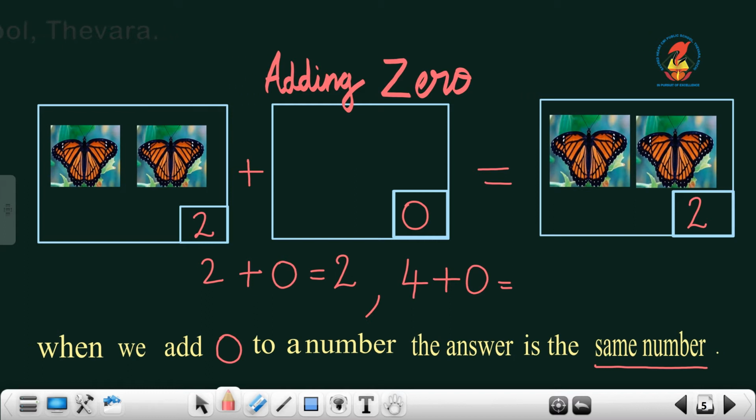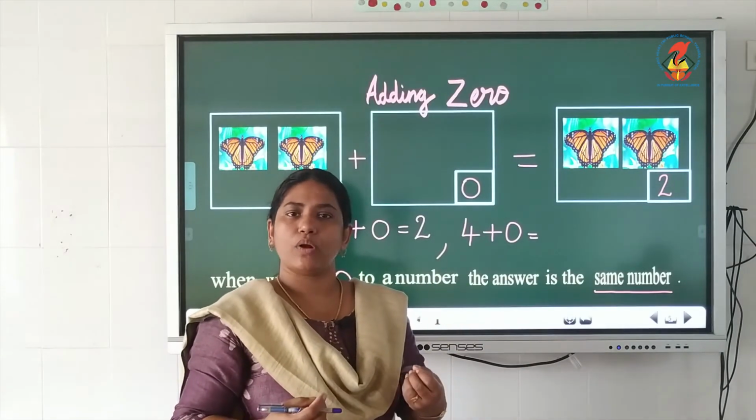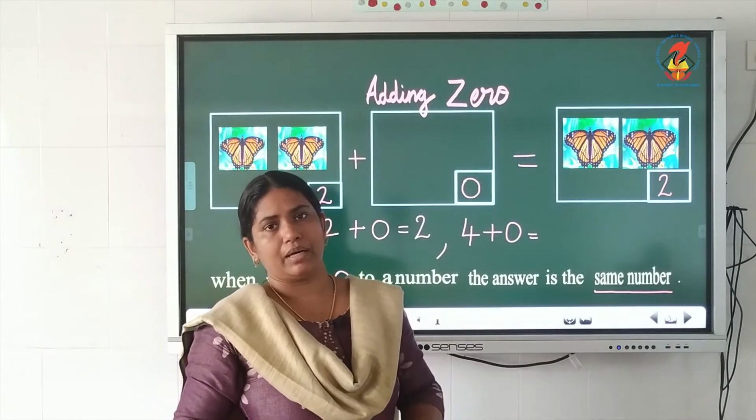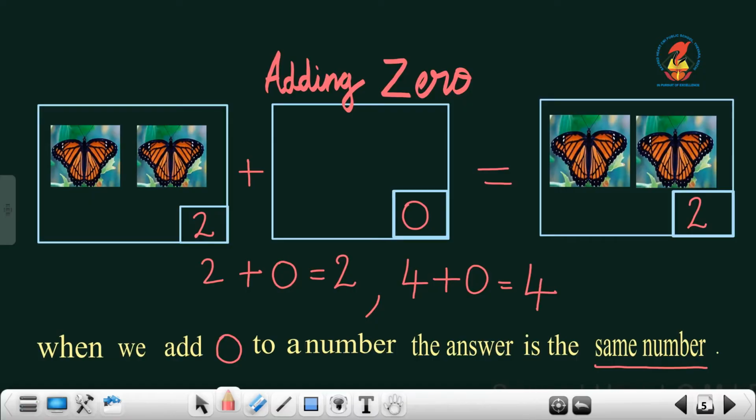4 plus 0. What will be the answer? 0 means nothing. That means we are not at all adding any number. So what will be the answer? The same number, 4 itself. So what is the rule, children? When we add 0 to a number, the answer is the same number.